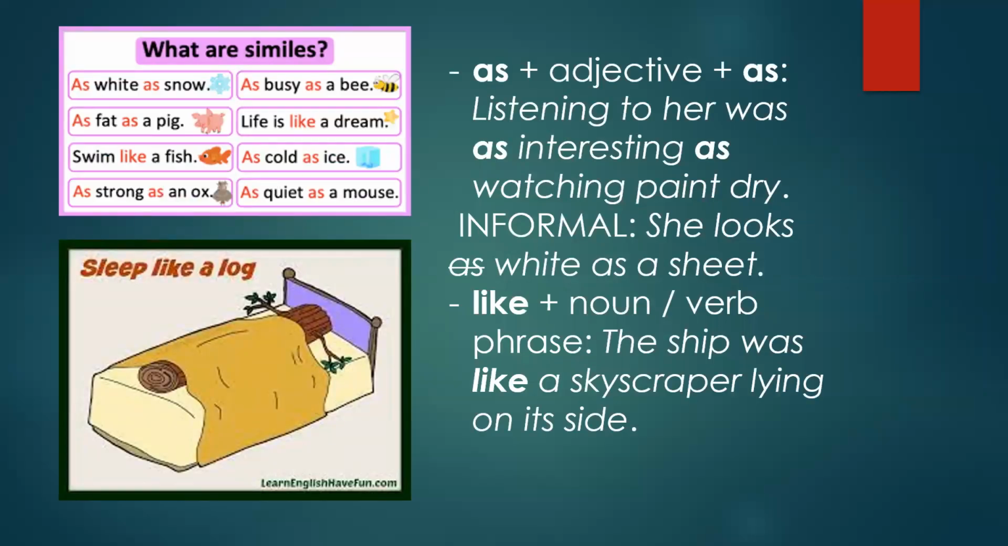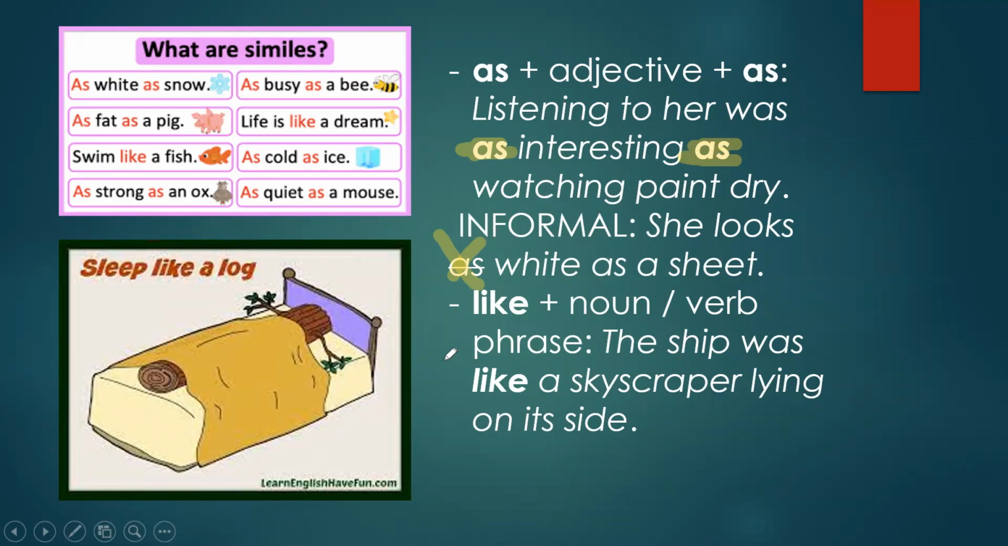Similes are two constructions, one with as, which we have already discussed, and another with like. As, adjective, as: Listening to her was as interesting as watching paint dry. Of course, usually we use them when we want to underline something that is important for us. We can use metaphors here. Pay attention that in the informal variant, we can use it without the first as: She looks white as a sheet.